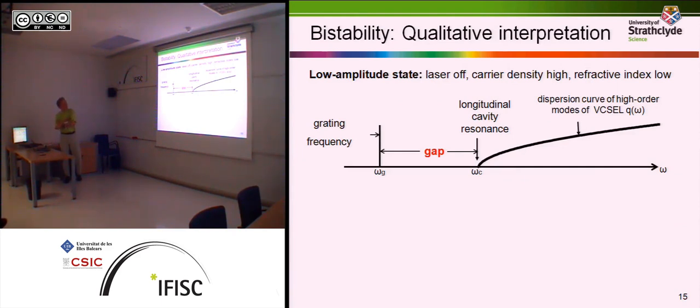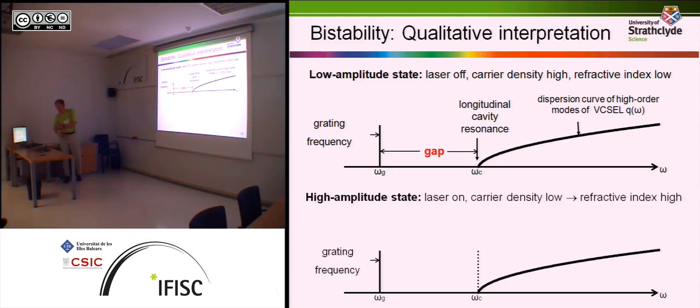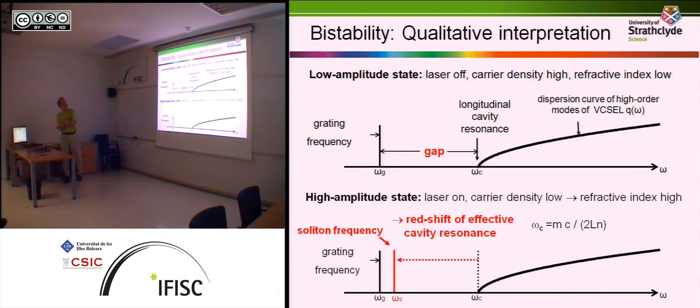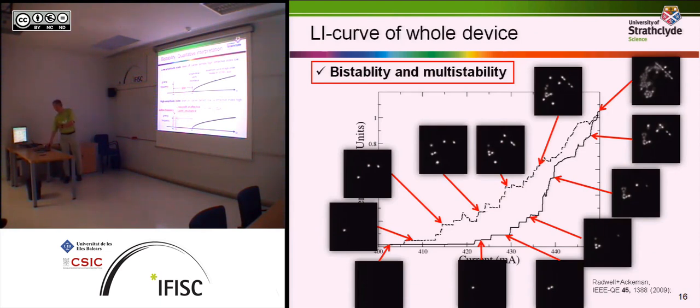So what is the mechanism of the bistability? We have here frequency. This is the frequency of the grating. This is the longitudinal resonance of the VCSEL. And these are the higher order modes of the VCSEL. They are at higher frequencies. So initially we have a gap. And that is a condition where the laser is off. Then imagine there's a fluctuation, the laser switches on, that reduces the carrier density, that increases the refractive index. If you look at the equation for the resonance of a Fabry-Perot, increasing refractive index means the resonance frequency becomes smaller. So that means the resonance of this laser jumps towards the resonance of the grating, and then can be self-sustained with the same parameters as it can be off. So that explains the bistability.